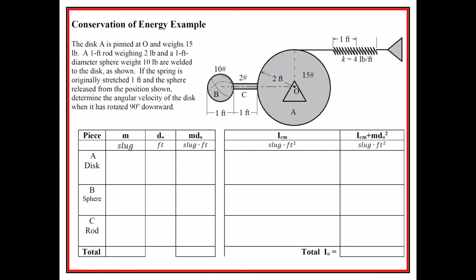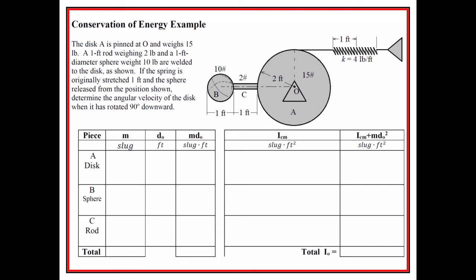All right, here's an example for class 22. This would be example 4, where we have this sphere connected by a rod to a disc. It's going to connect with a spring. And is it released from rest or is it stretched? Let me see. The disc is pinned at O and it weighs 15 pounds and it's welded onto there.